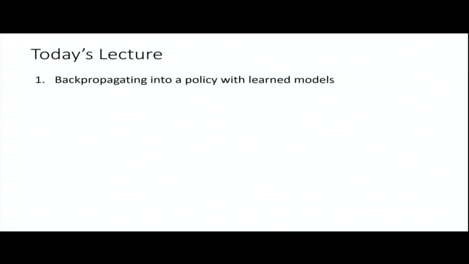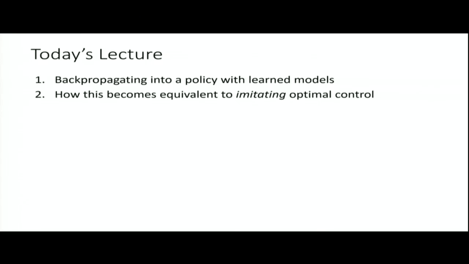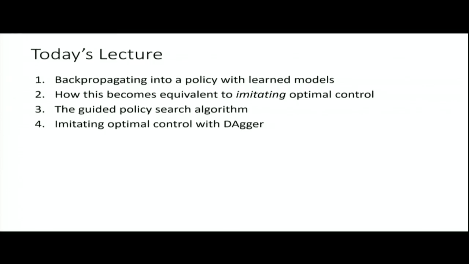So in today's lecture, we're going to talk about backpropagating into a policy with learned models and how to make that actually work fairly reliably. We're going to talk about how this actually becomes equivalent to imitating optimal control, so we're going to tie things back to the imitation lecture from earlier in the course. We'll talk about the guided policy search algorithm and also about imitating optimal control with Dagger. So we'll talk about two ways that imitation learning and model-based RL actually come together.